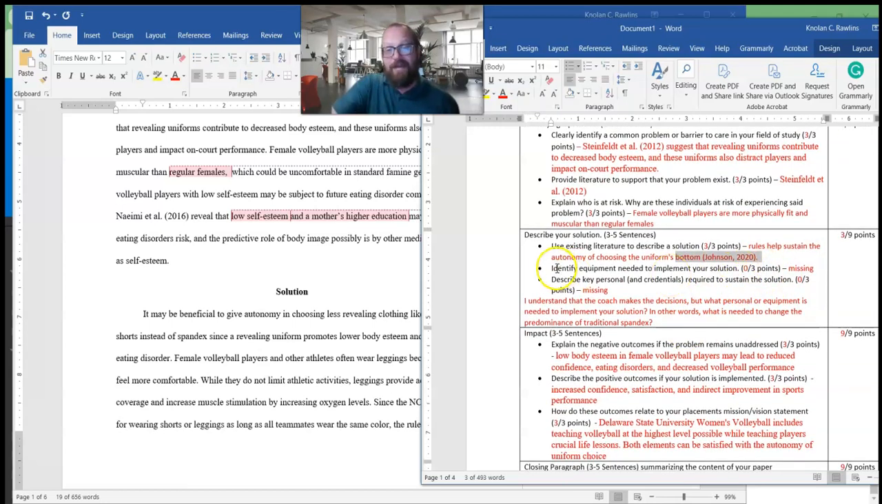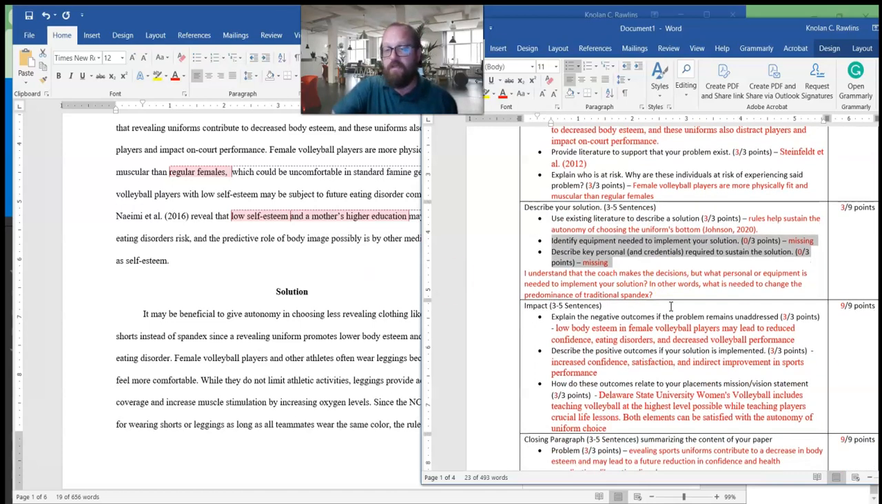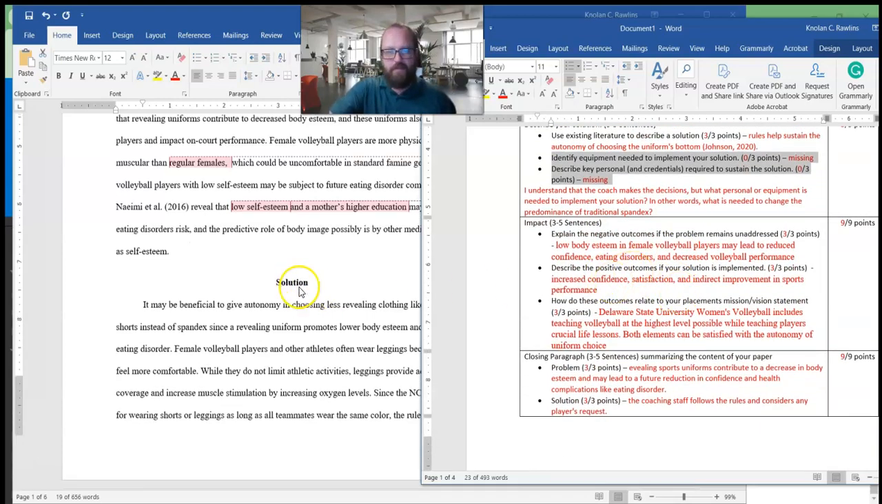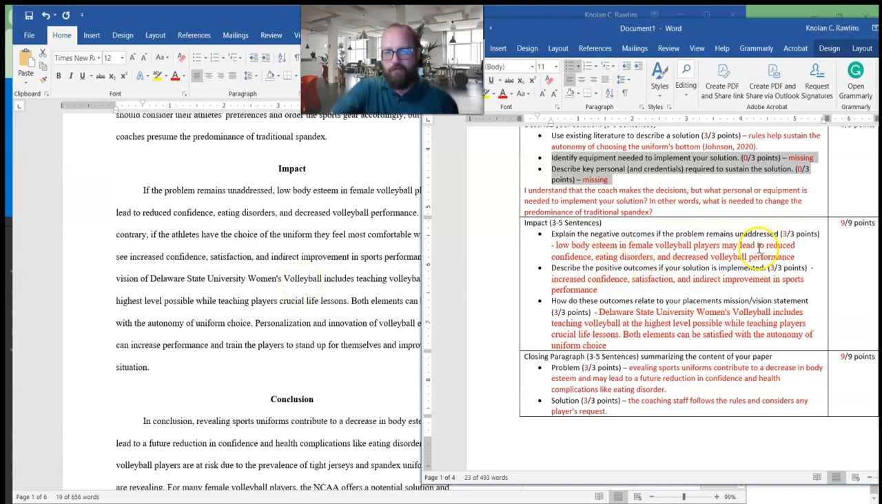What they didn't identify is what they actually need to make this happen. And later, in subsequent drafts, the student was able to explain to me that they wanted to hire somebody. So that was pretty interesting. And I was also interested to know that the volleyball team does already provide alternative clothing. Okay, then impact. This was really, really well done. Went back to body self-esteem, and it could be negative if they are uncomfortable in the clothing they have to wear. And then the positive was increased confidence, satisfaction, and indirectly, there is evidence to suggest that performance would increase. So this was very well done.